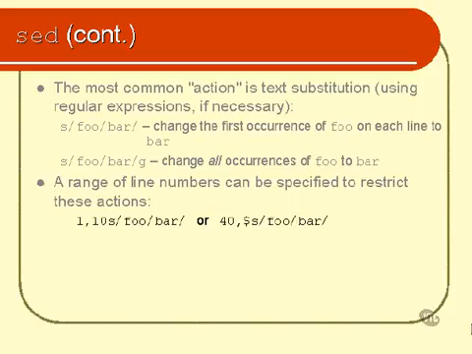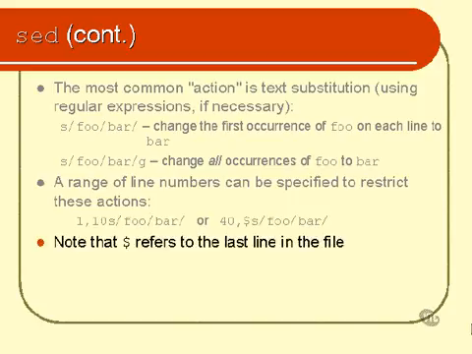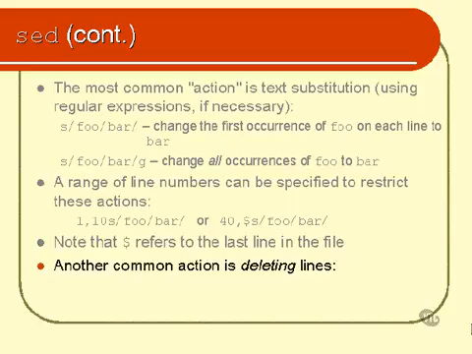Or alternatively, you could say 40,$. Now the dollar actually means, in this case, the last line of input. So all the way from line 40 to the last line of input, I want you to substitute foo for bar. If you don't specify line numbers, then the actual actions will be performed on every single line of input. Yes, and as I mentioned before, the dollar refers to the last line in the file, or last line in the input, more accurately.